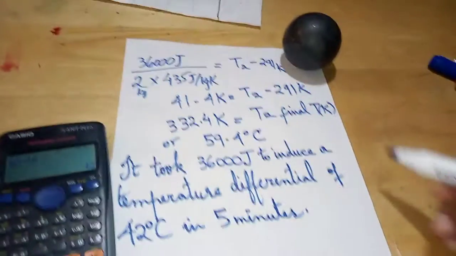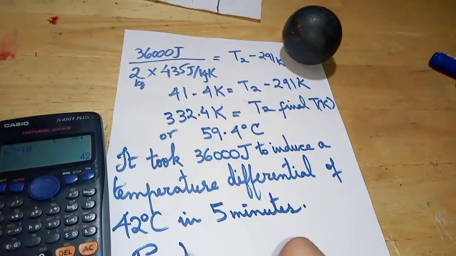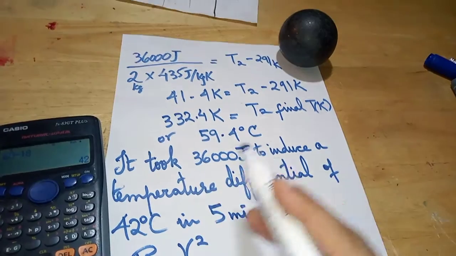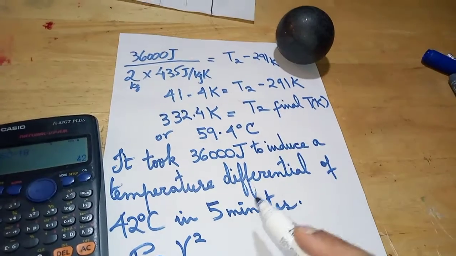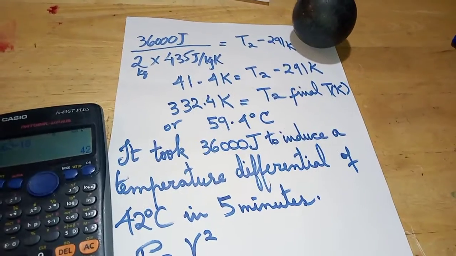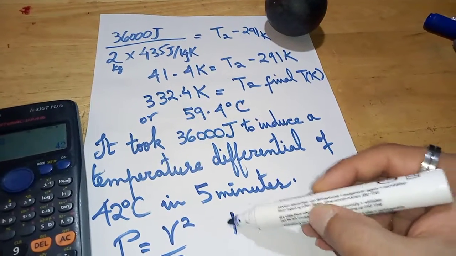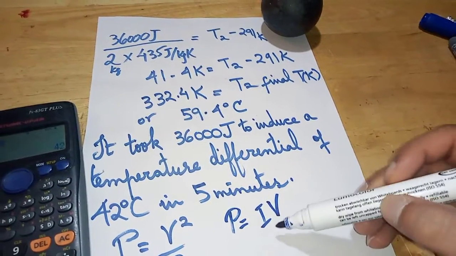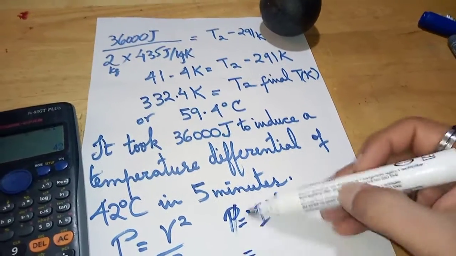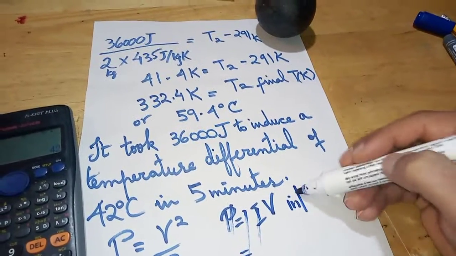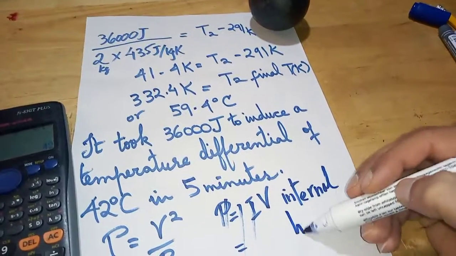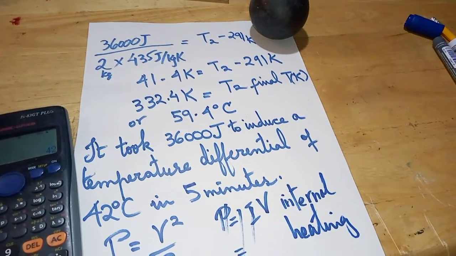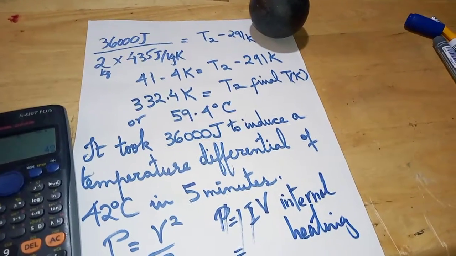And obviously we are ignoring internal resistance. We're ignoring V squared over R, I squared, hang on, P equals IV. We're ignoring that. We're ignoring internal heating and all the other circuit deficiencies.